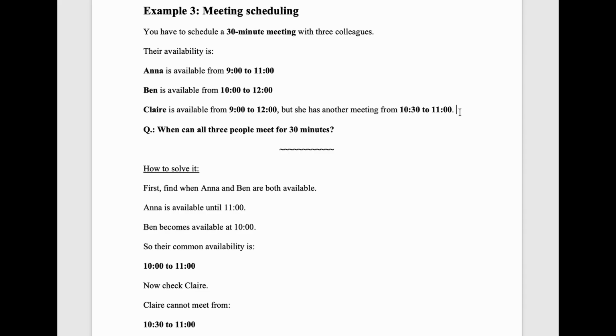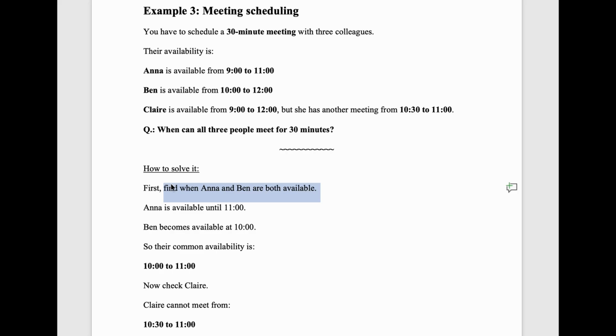So imagine you have the availability of Anna, which is from 9 to 11 a.m., Ben from 10 to 12, and Claire from 9 to 12, but she has another meeting from 10:30 to 11. The question is, when can all these three people meet for 30 minutes? So in order to solve it, I would first try to understand when the first two are available.